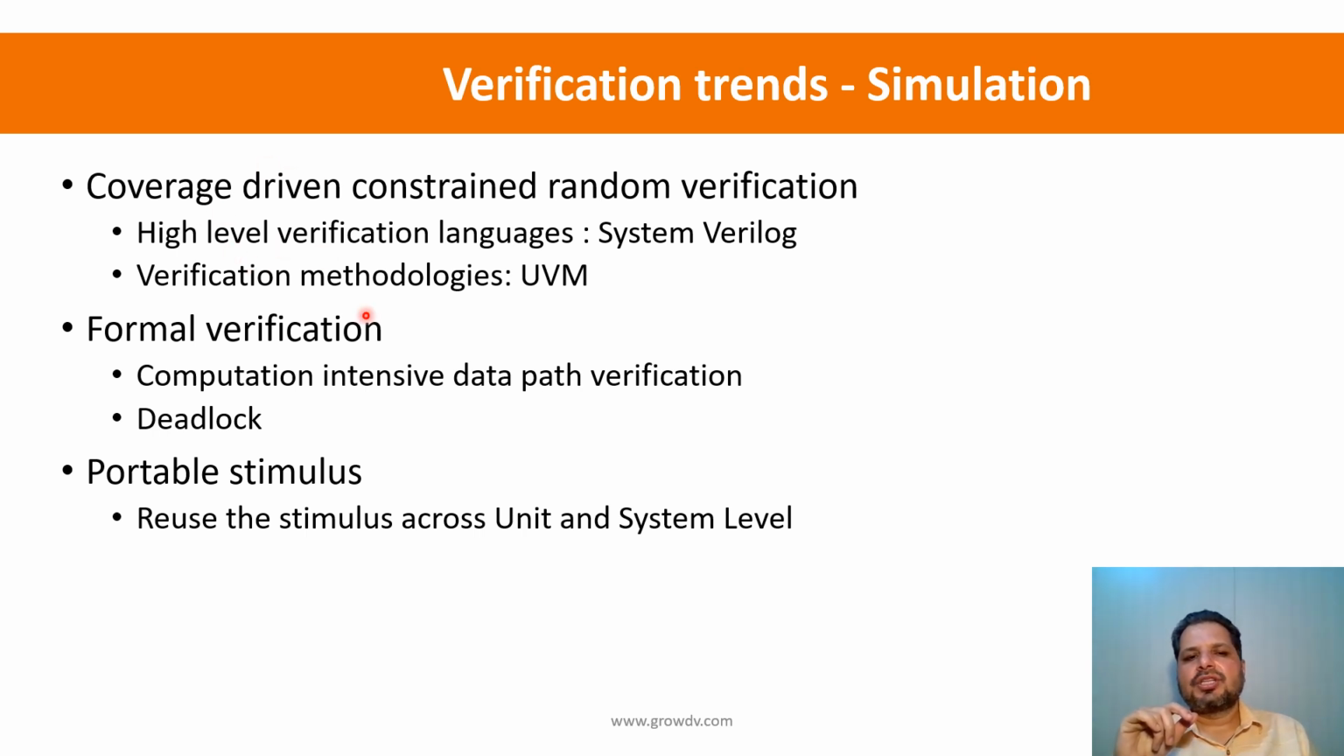And in terms of dynamic simulation, the new thing that's happening is something called portable stimulus. As we saw in the vertical reuse, we had IP, we have subsystem, and then we have the SOC level. Now how do we make that reuse much easier, so that you develop one stimulus model, and that model can target all these levels of abstraction, even going up to silicon? So how do we do that?